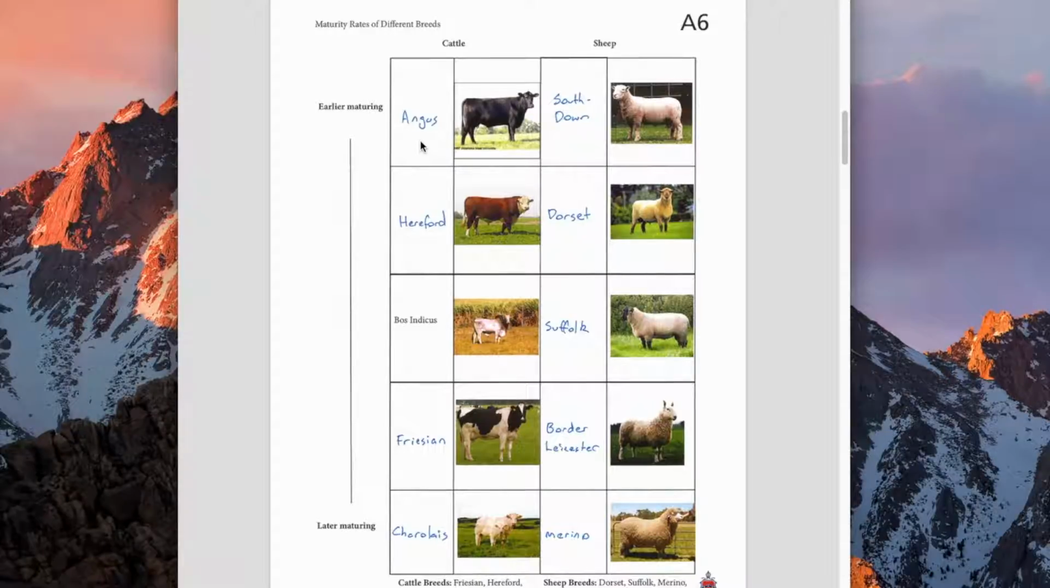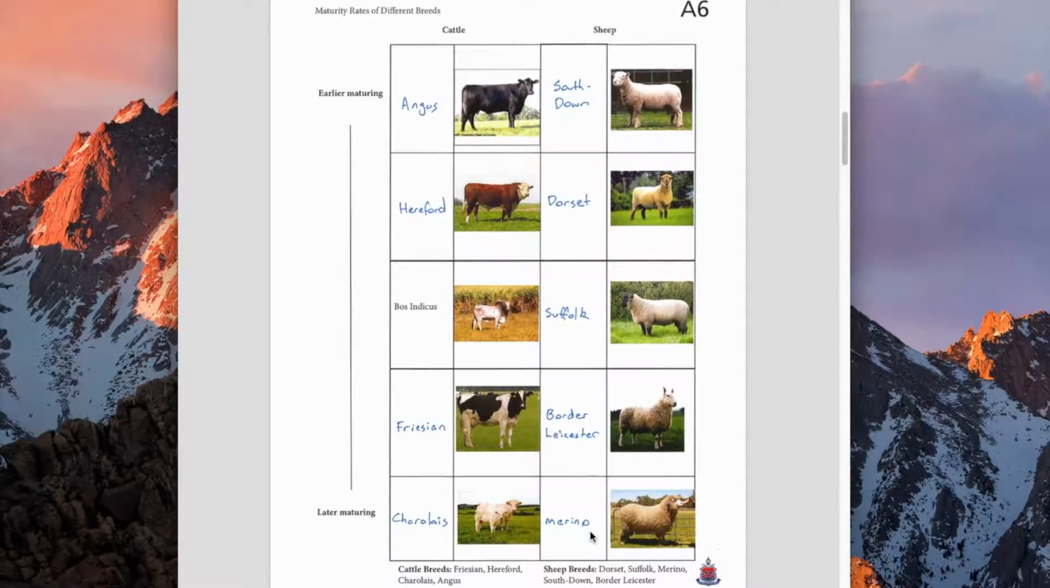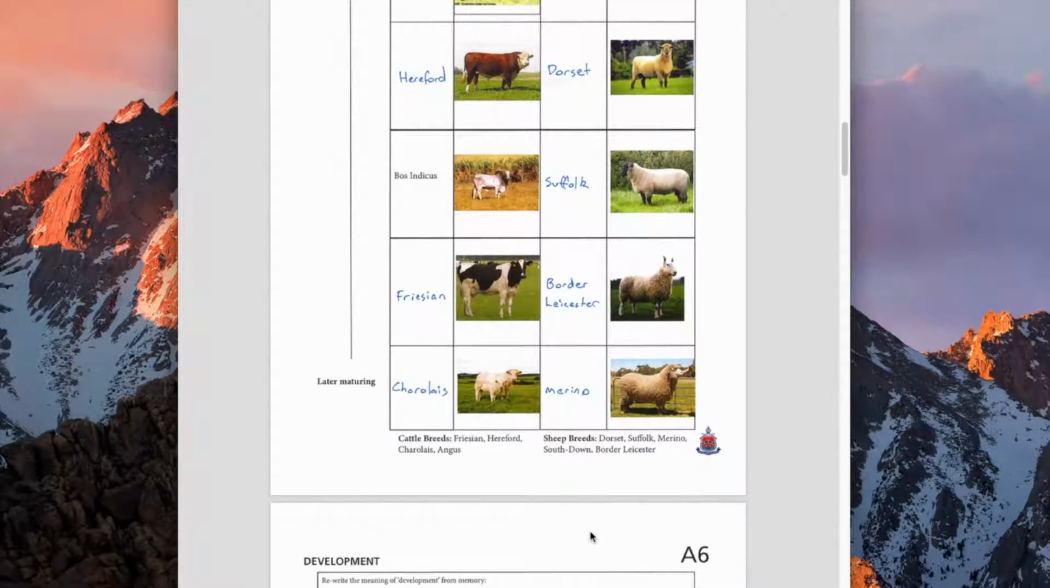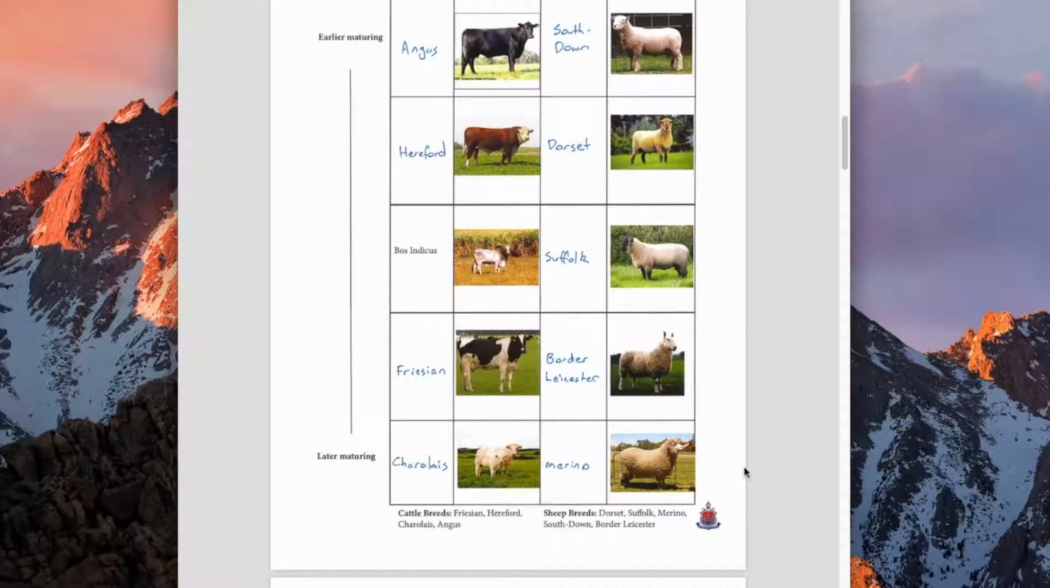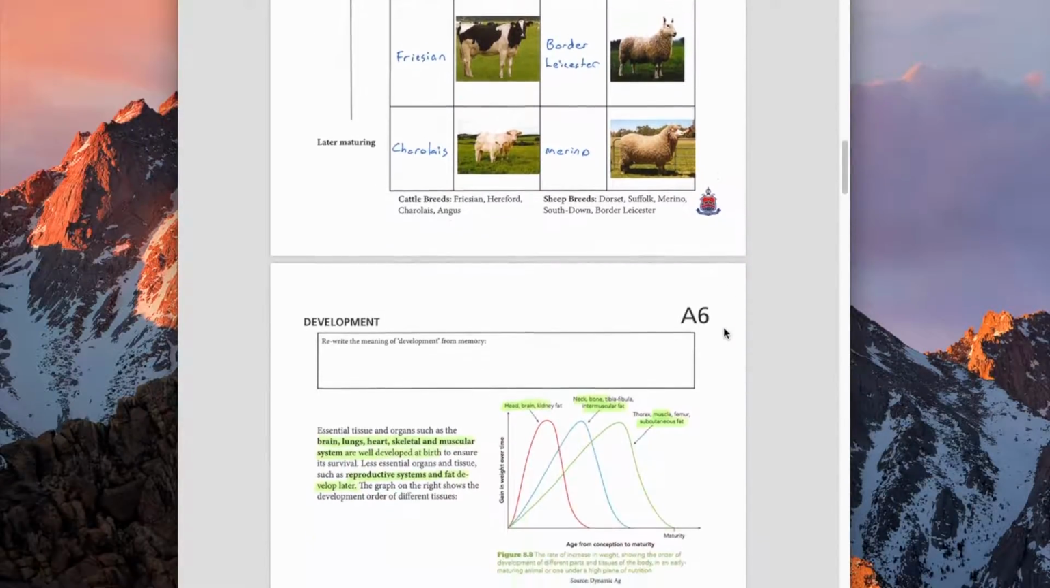So ones that mature early in cattle are Angus, Hereford a bit slower, and then Friesian and Charolais, the slowest of the ones here. If we look at sheep, Southdown is quite quick to develop and smaller, and then we have Dorset, Suffolk, Border Leicester, and lastly Merino, which take longer to mature. So this might be helpful later on if you get a question about earlier maturing or later maturing to do with genetics. This is not really to do with environment because they might all have the same feed, but it's genetics that causes that difference.